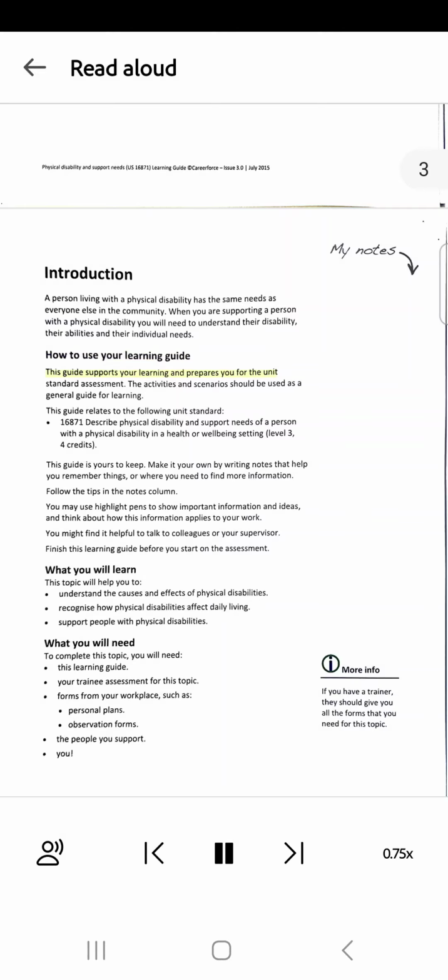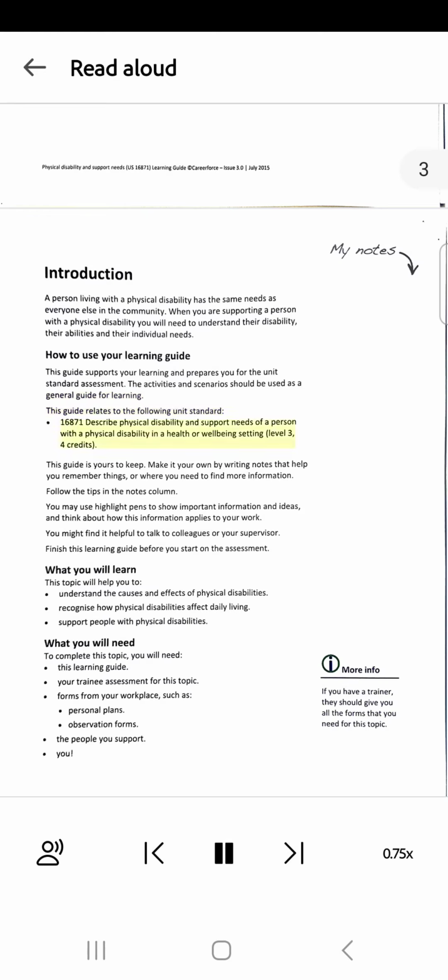How to use your learning guide. This guide supports your learning and prepares you for the unit standard assessment. The activities and scenarios should be used as a general guide for learning. This guide relates to the following unit standard.